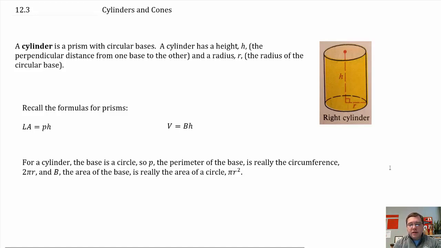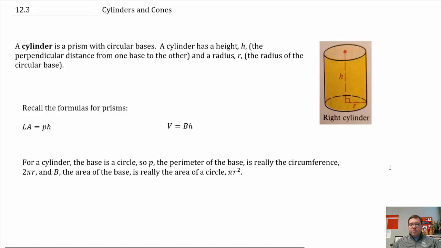So a cylinder has a height, h, which is the perpendicular distance from one base to the other, and it has a radius, r, which is the radius of the circle that sits at either one of the bases. The two circles are congruent to each other, so they have the same radius. So we can find the lateral area of the cylinder, which is the area of everything other than the bases, and we can find the volume of what the cylinder can contain inside of itself. And we can recall how that worked for prisms.